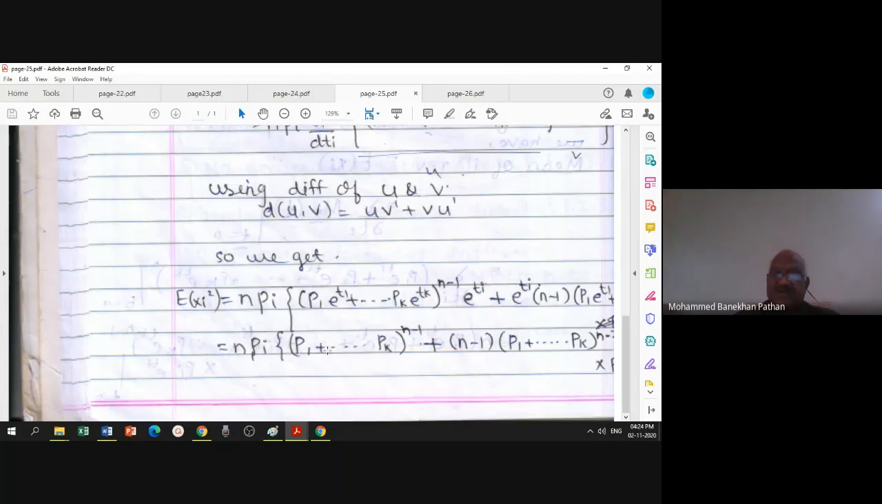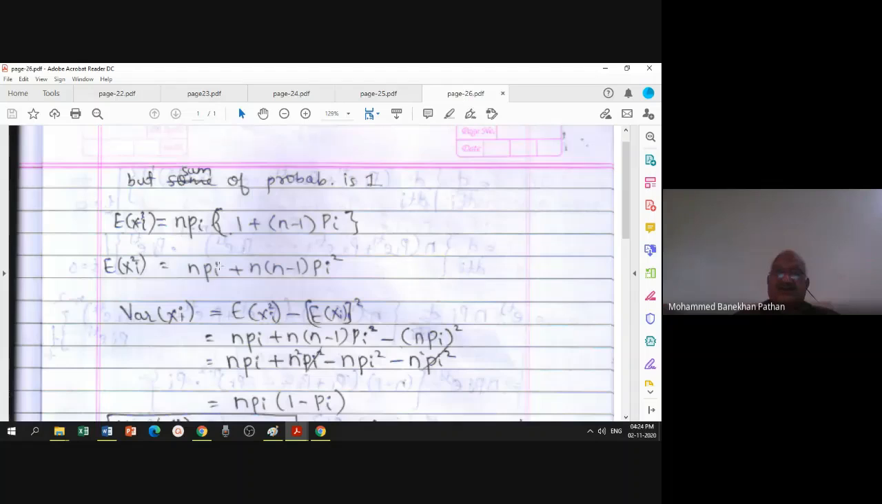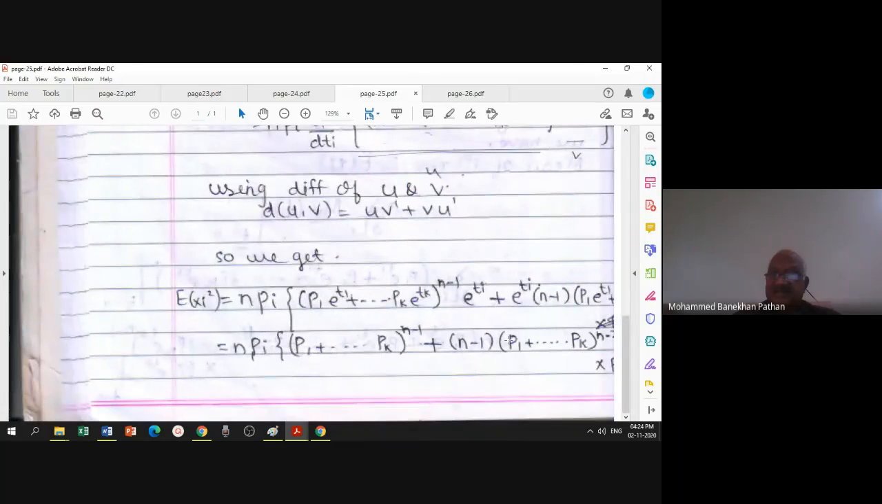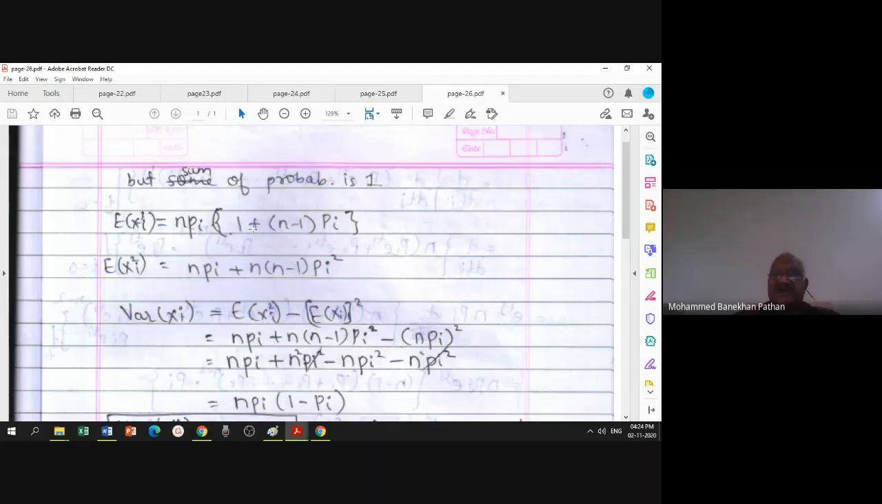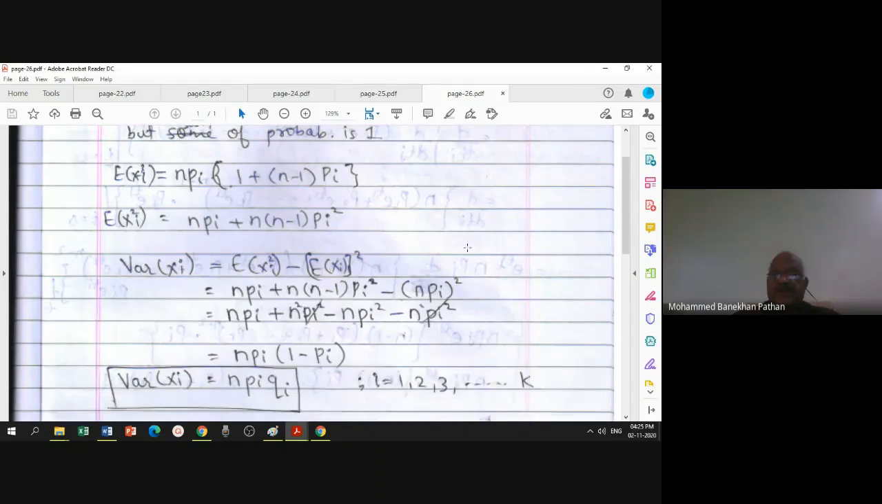So n pi bracket 1 plus n minus 1, and this bracket is 1, so it is cancelled, and here it is pi. So n minus 1 multiplied by pi. That is your next expression. n times pi, 1 plus n minus 1 pi. Let us multiply n pi inside. So n pi plus n into n minus 1 pi multiplied by pi becomes pi square. So I got the expected value of xi square.